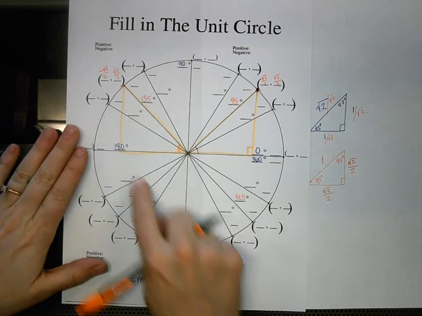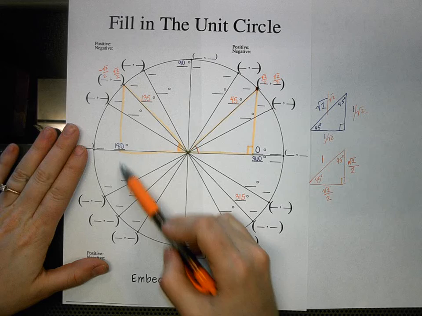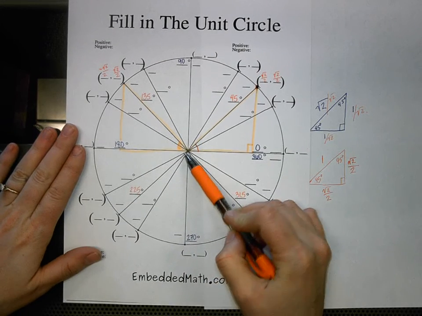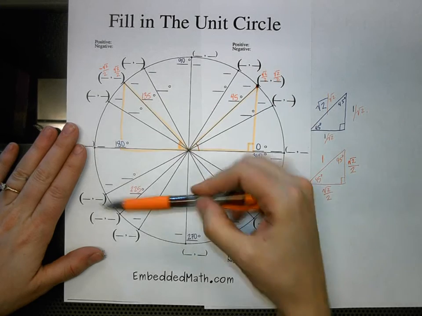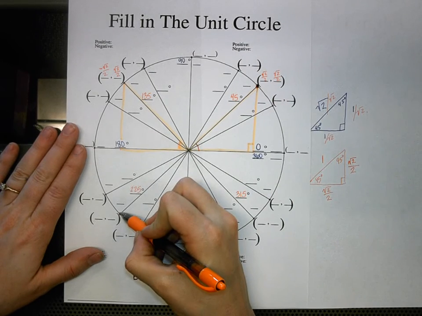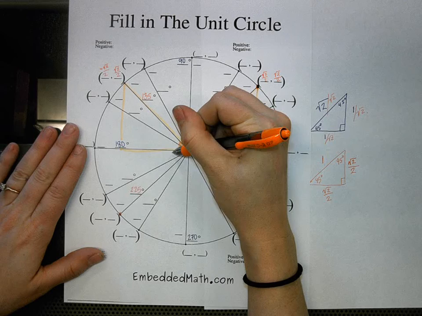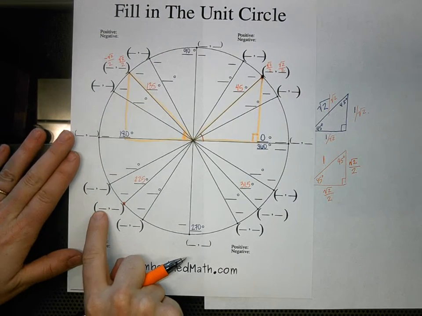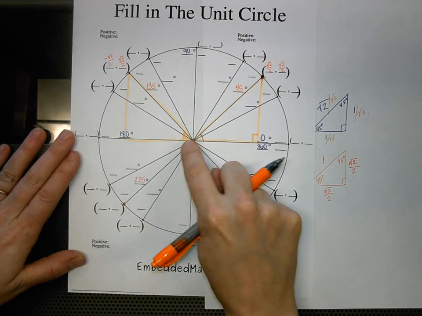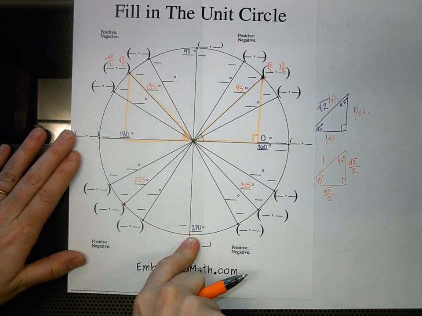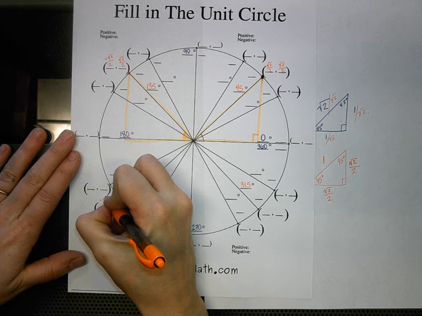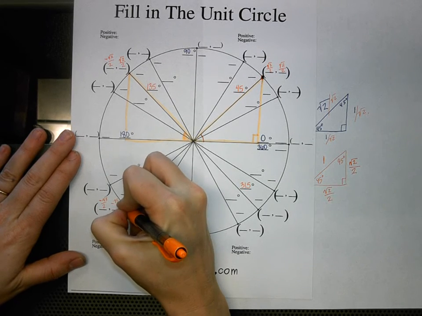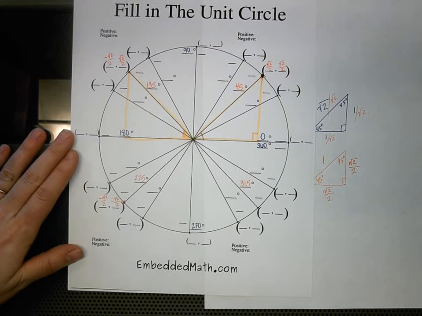All right, going down to this next triangle, I could reflect this triangle downward to the next point, which has the next 45 degree reference angle. Is my x value positive or negative in quadrant 3? Negative. Is my y value positive or negative in quadrant 3? Negative. So this is negative root 2 over 2, negative root 2 over 2.